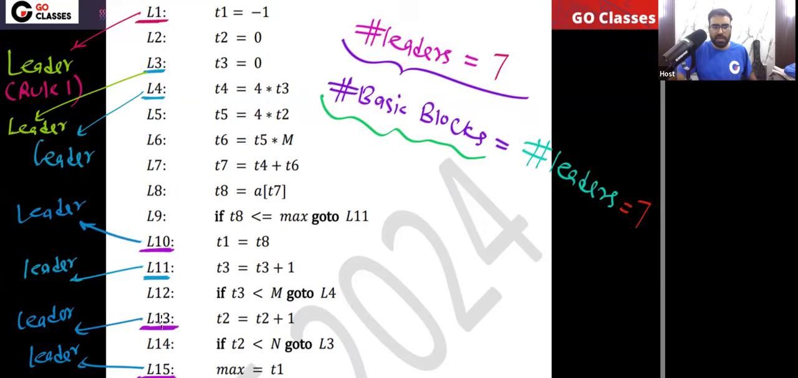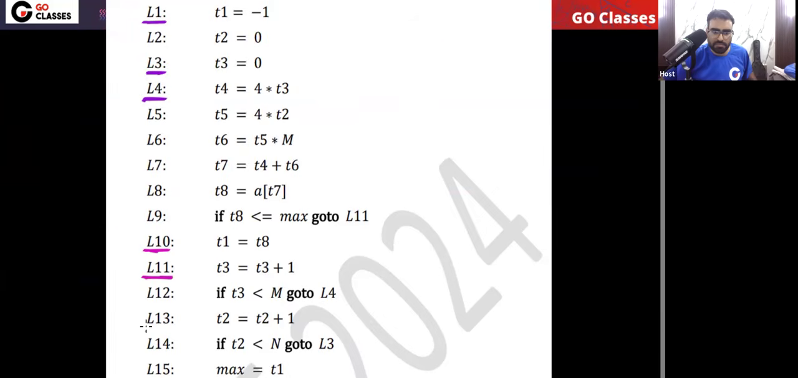Next, L13, L15. Okay, these are the leaders. Now let's find what will be the basic blocks. Basic blocks are very easy. From any leader to the next leader, but don't include the next leader, that will be the basic block. Remember, I can say that from L1, just start from the leader.